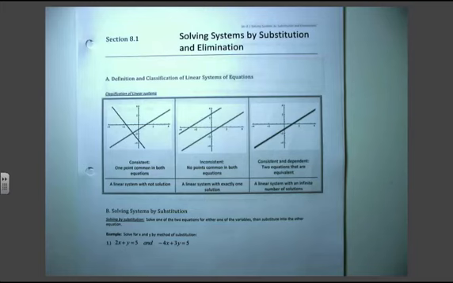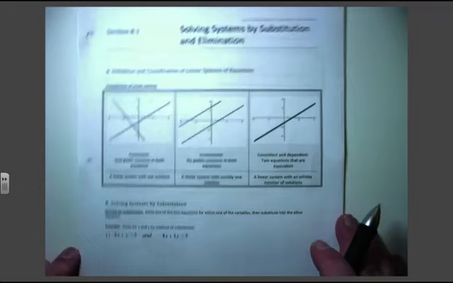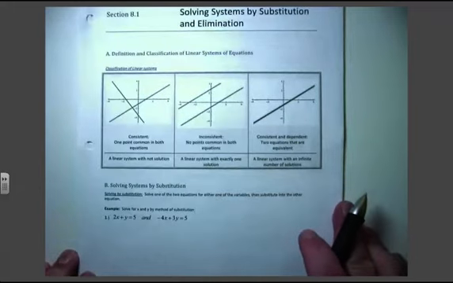And typically there are two different methods of solving systems of equations: the substitution method and the elimination method. And you need to be well versed in both of them. So, there are 3 different kinds of answers you can get with this stuff.